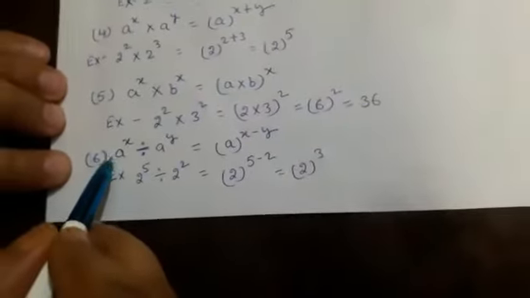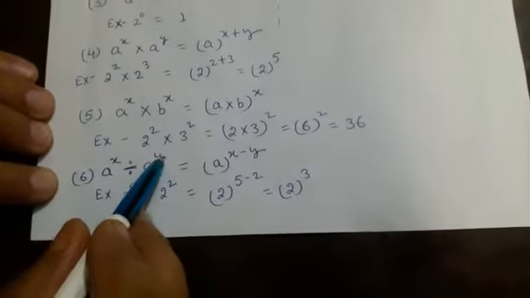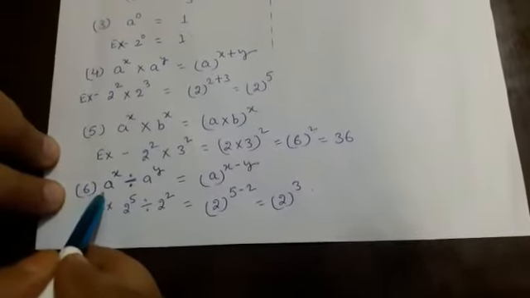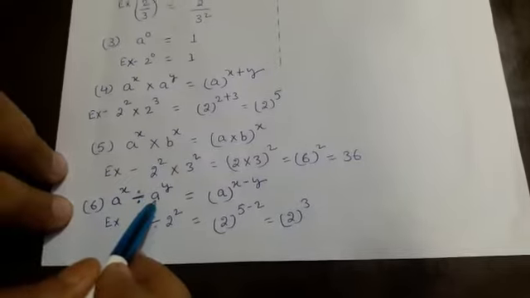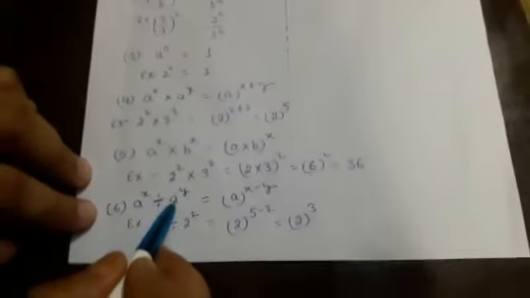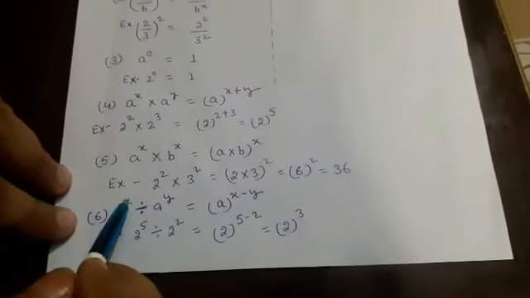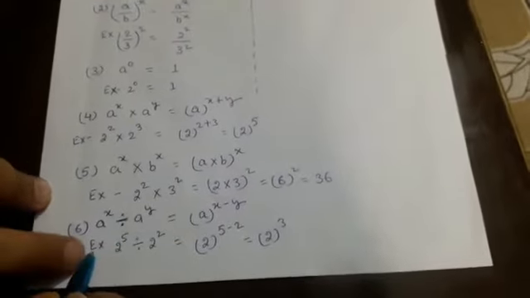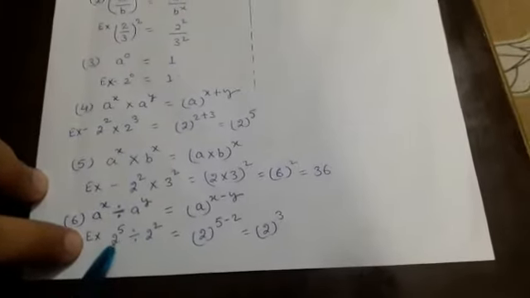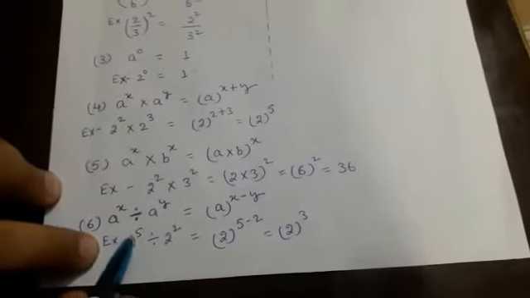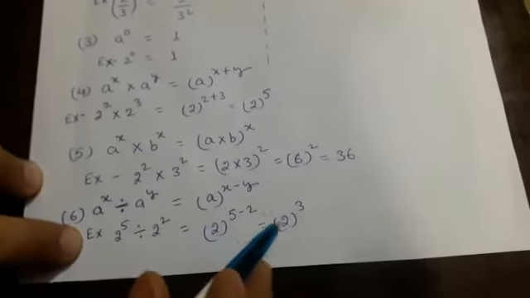Sixth law is a power x divided by a power y is equal to a power x minus y. This law tells us that in case of division, if the bases are same and powers are different, we take the base as common and subtract the powers. For example, 2 power 5 divided by 2 power 2. Here bases are same, so we take the base as common and subtract the powers, 5 minus 2, that is 2 power 3. This will be our answer.